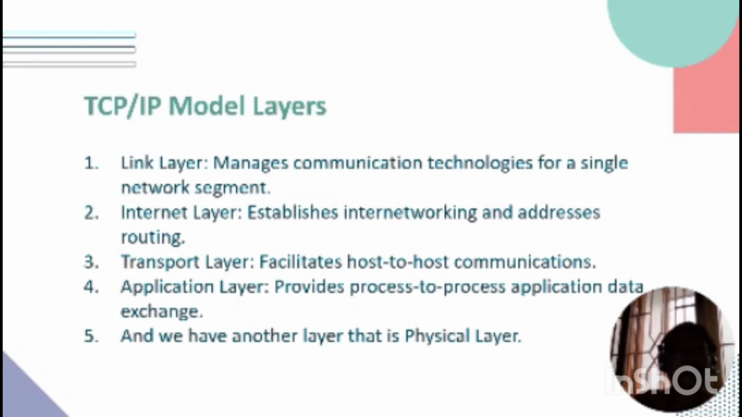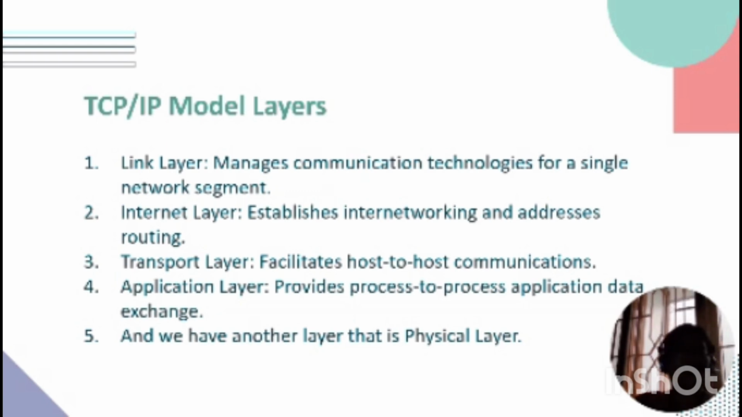In the TCP/IP model, we have 5 layers mainly. They are the data link layer, internet layer, transport layer, application layer, and the physical layer. The link layer manages communication technologies for a single network segment. The internet layer establishes internetworking and addressing routing. The transport layer facilitates host-to-host communications. The application layer provides process-to-process application data exchange. And we have another layer, that is the physical layer.